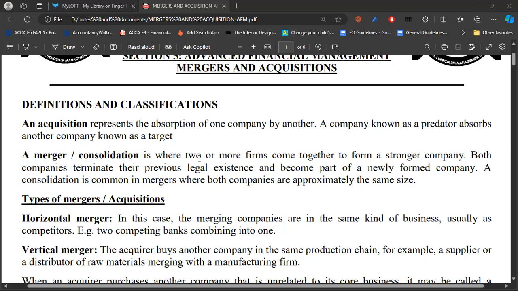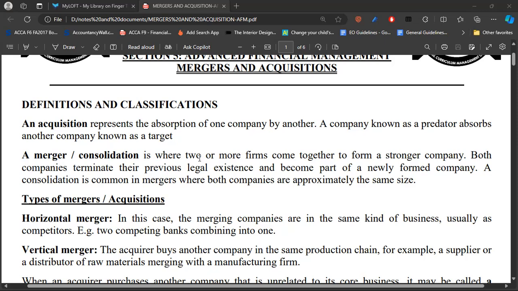The reason why we are merging is because sometimes when we are merging, we might need to dominate a market or become a monopoly in a certain area or jurisdiction. That is where both companies will be able to terminate their previous legal existence and become part of a newly formed company. A consolidation is common in mergers where both companies are approximately the same.